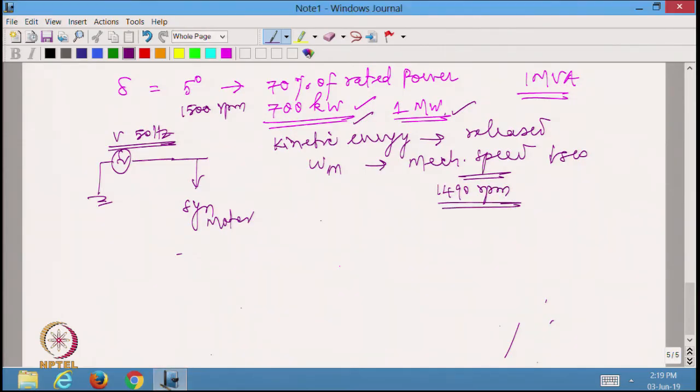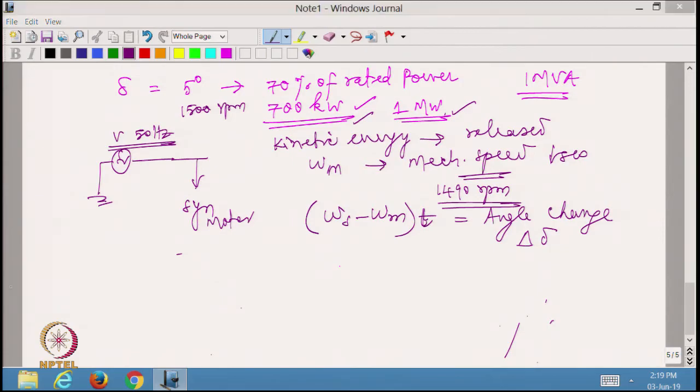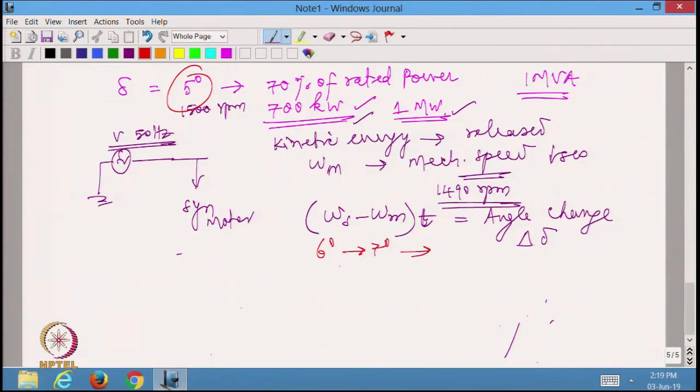Now, between omega s and omega m, there is a difference. Multiplied by t, it is going to be the angle change, or change in delta. So, delta is going to be this. Originally my delta was 5 degrees. Now slowly it will start increasing, it will go to 6 degrees, 7 degrees, and so on and so forth.